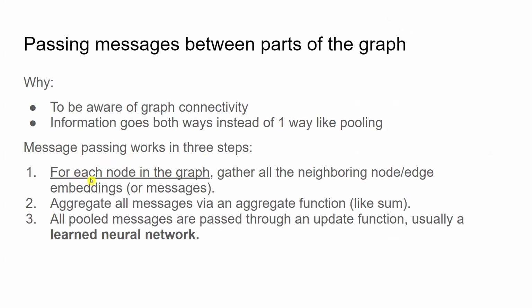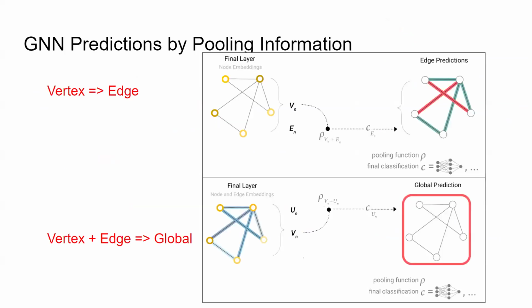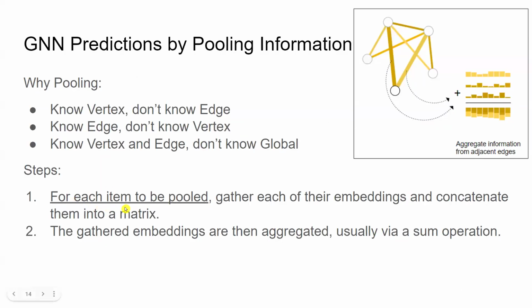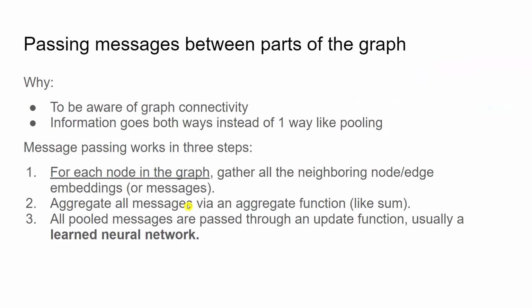So this one is the step. The first step is for each node in the graph. So it's not just the node we're interested in, but it's for every single node in the graph. But this one is for each item to be pooled, so it's different in the definition in that way. And we gather, as the same step, whether they are the neighboring node or edge. So it doesn't have to be node. In most YouTube videos I watched, it's node only. They don't really mention edge. But here they show that it can be both ways.